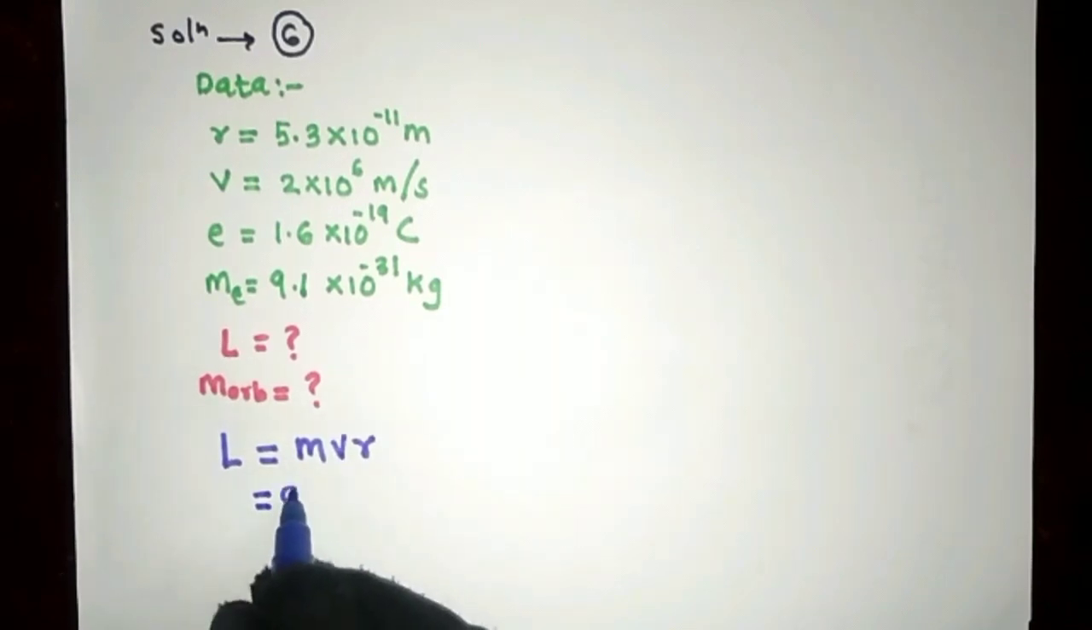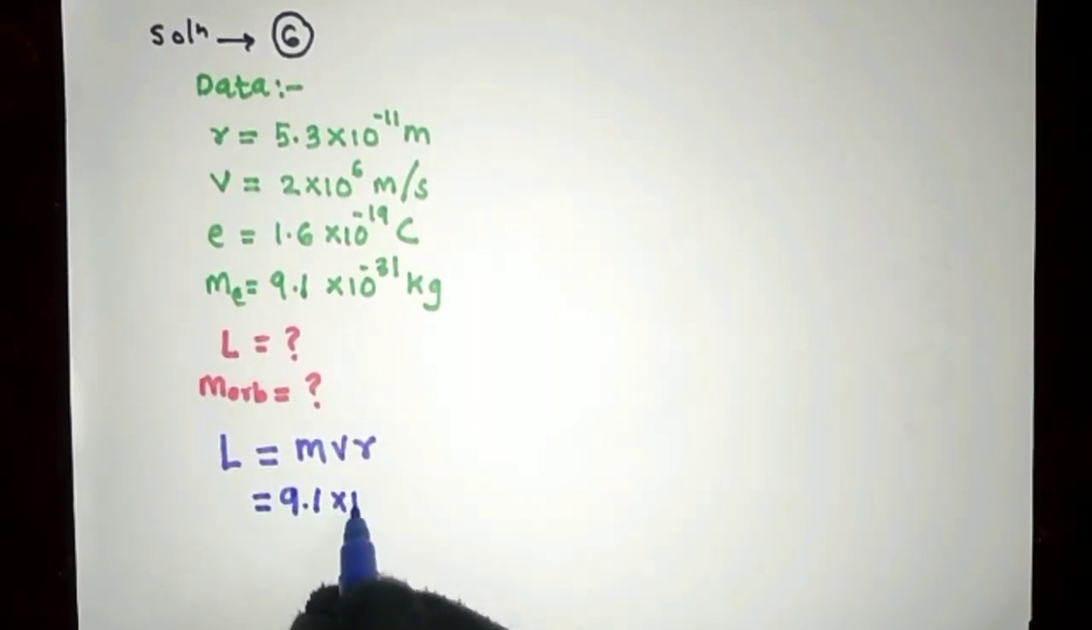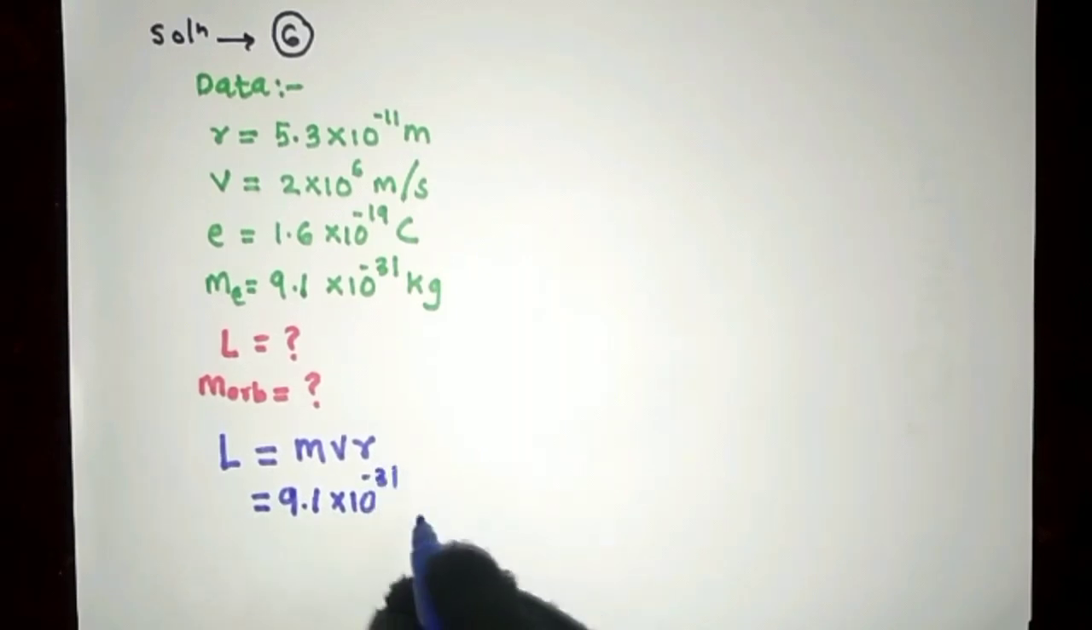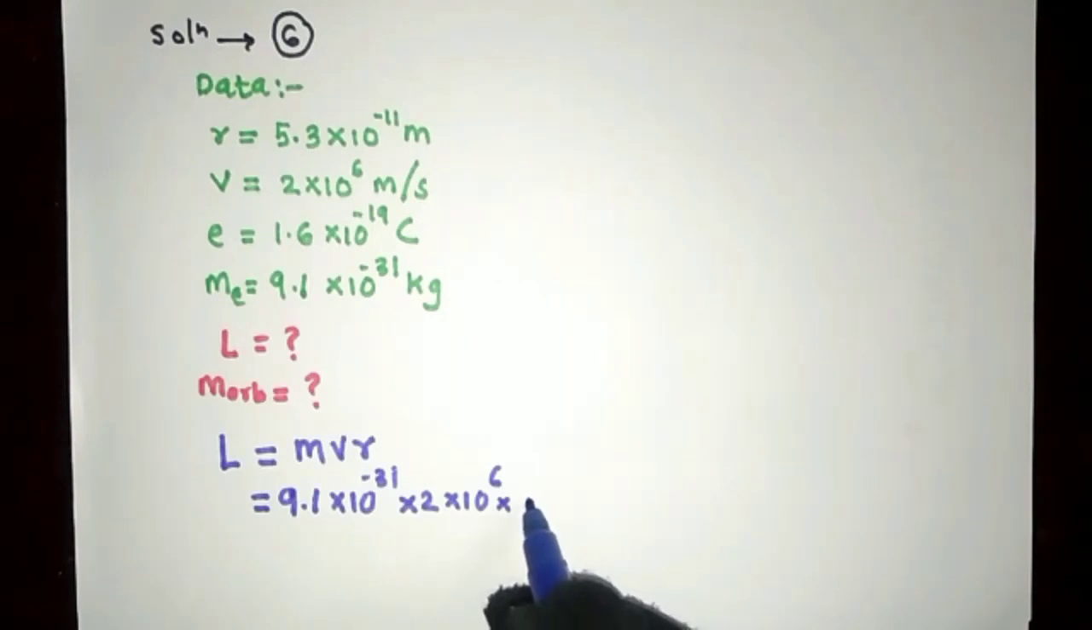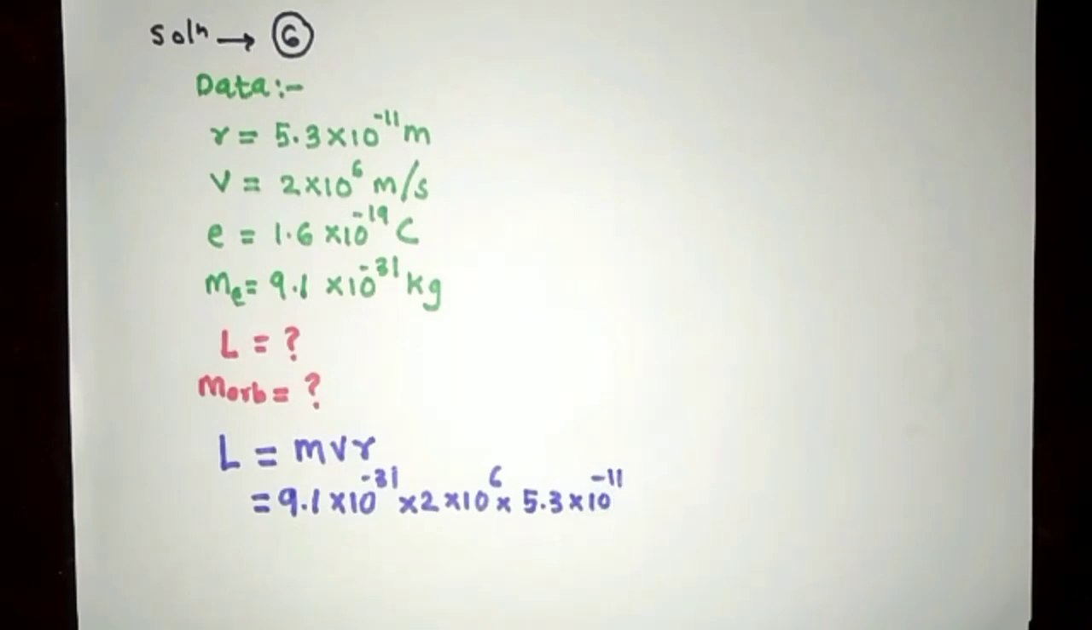So here, 9.1 into 10 raised to minus 31 into 2 into 10 raised to 6 into 5.3 into 10 raised to minus 11. Now minus 31 plus 6 is minus 25.